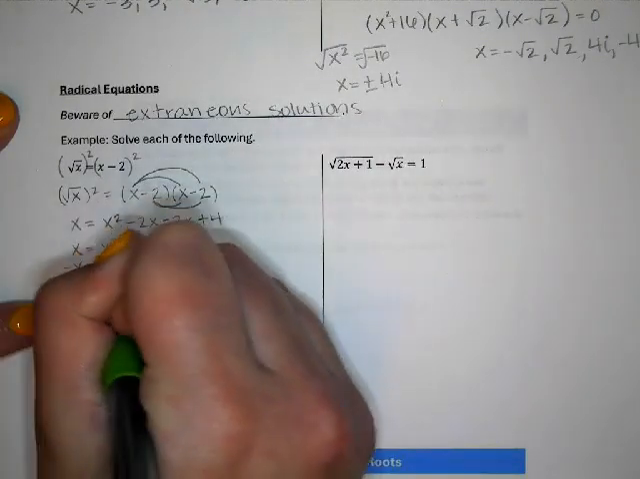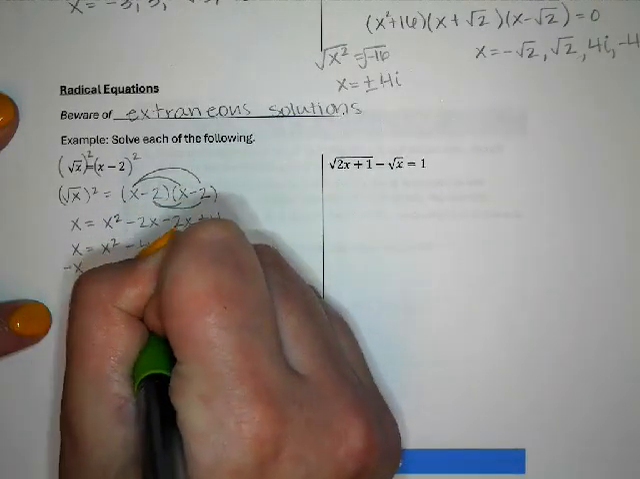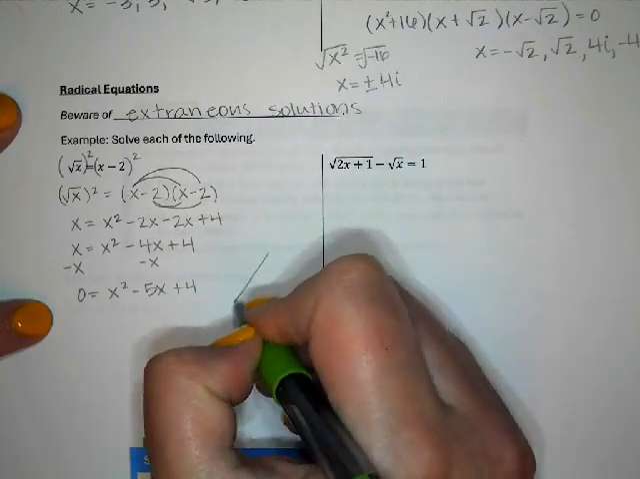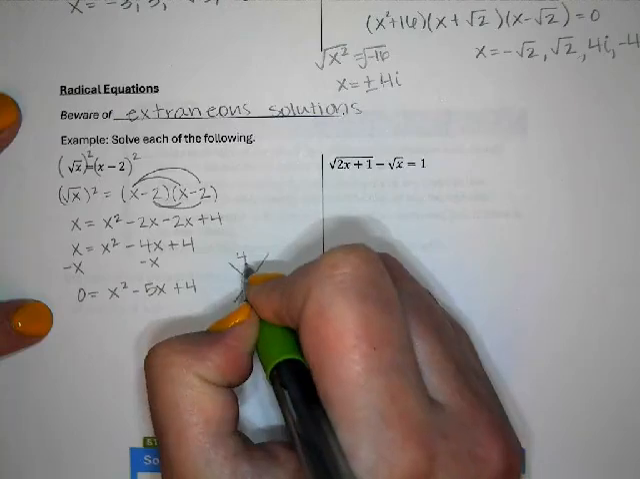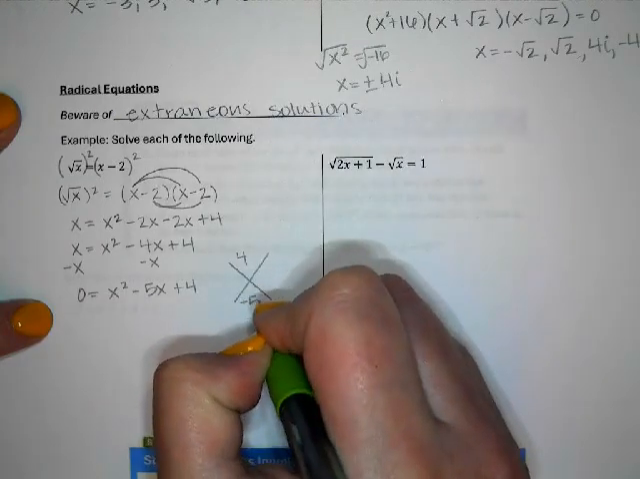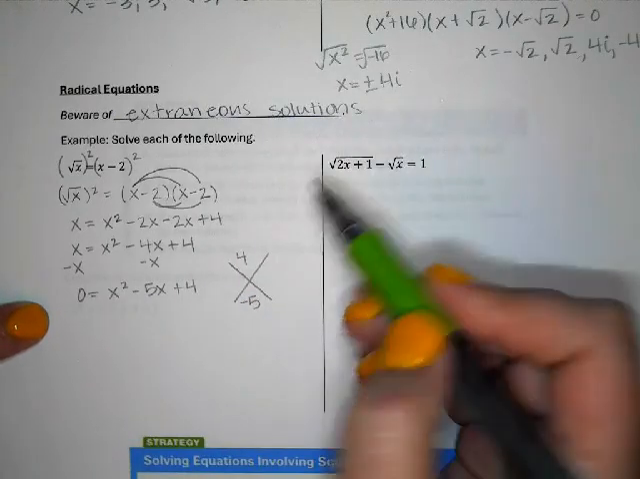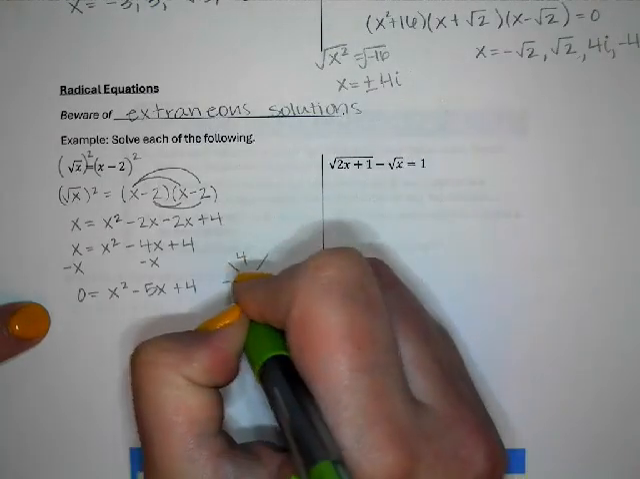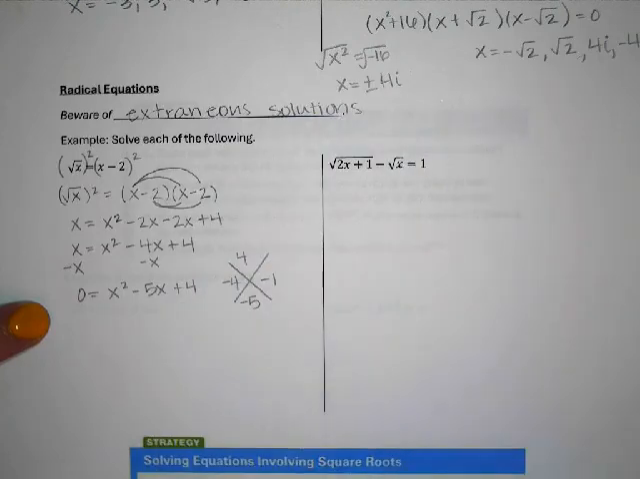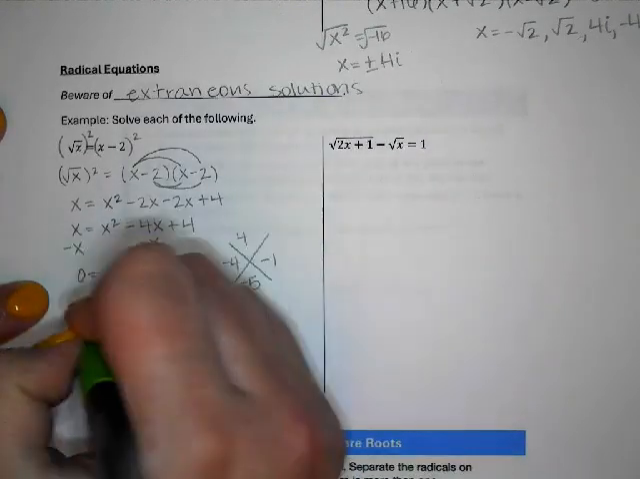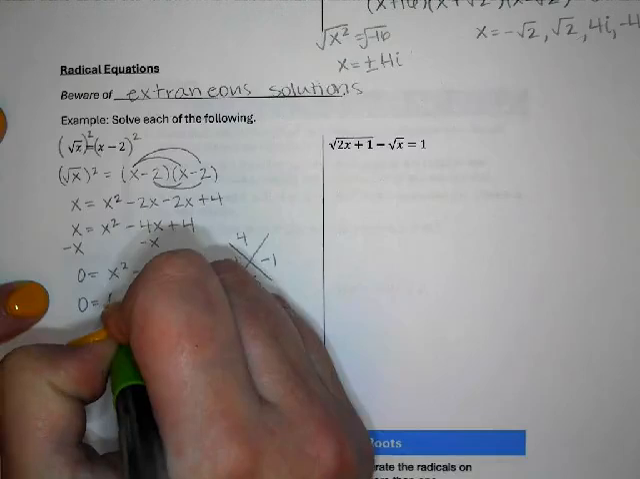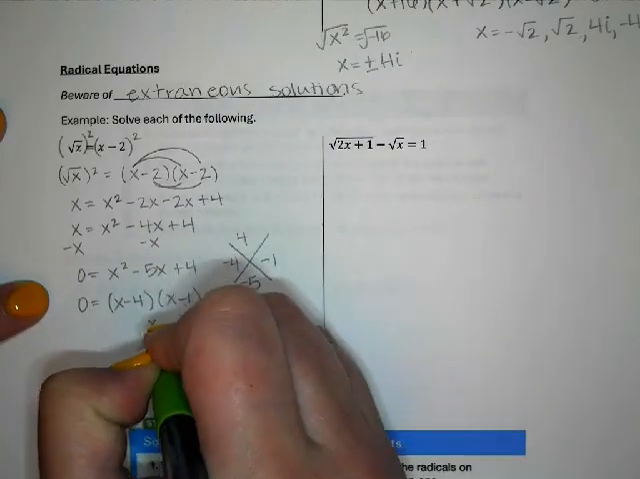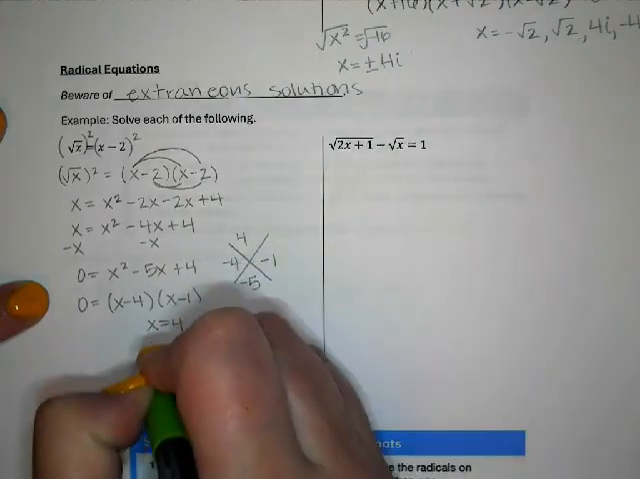And then with quadratics, I usually try to factor them first because that's the easiest method, in my opinion, for solving. So I'm looking for two numbers that multiply to positive 4 but add to negative 5. Those two numbers would be negative 4 and negative 1. So the factors are x minus 4, x minus 1. That means the potential solutions are positive 4 and positive 1. And they're potential solutions because I don't know if either one of them is extraneous.